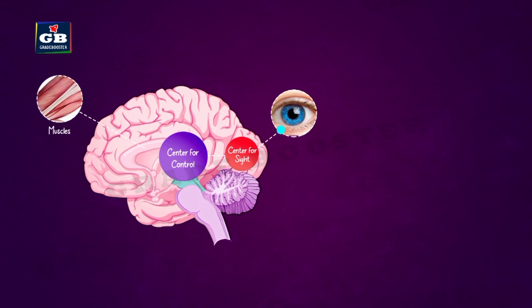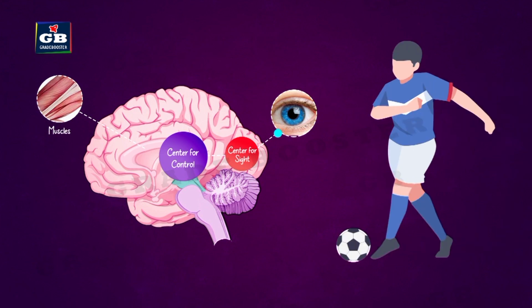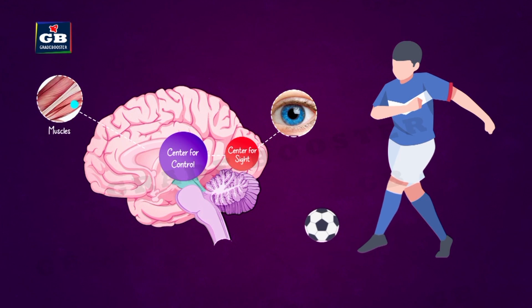For example, if we are playing football, our eyes send the information about the position of the ball to the area which analyzes it. After analysis, a decision is taken and the information is sent to the area of the brain which executes it. It causes the necessary movements in our muscles and makes us kick the ball in the right direction with the right force.